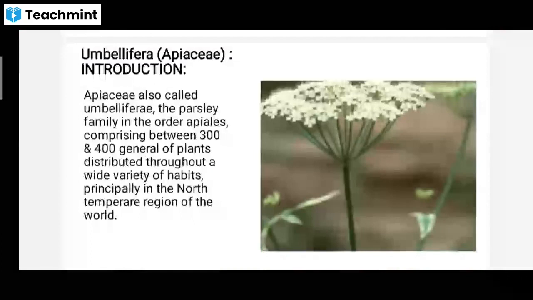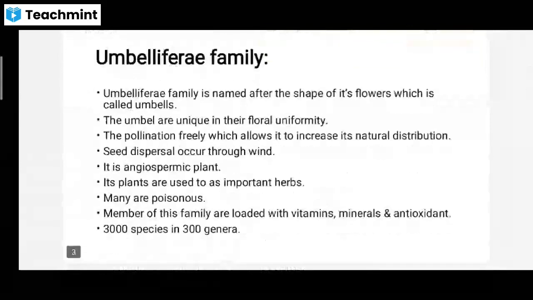Introduction. Apiaceae is also called Umbelliferae, the parsley family, in order Apiales, comprising between 300 and 400 genera of plants distributed throughout a wide variety of habitats, principally in the north temperate region of the world. Next is Umbelliferae family. The Umbelliferae family is named after the shape of its flower, which is umbels.